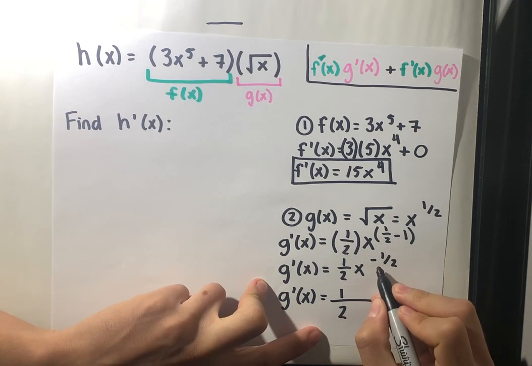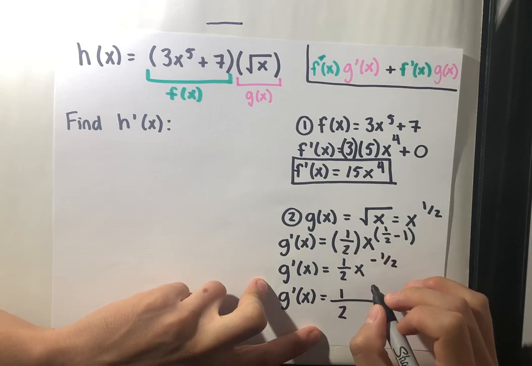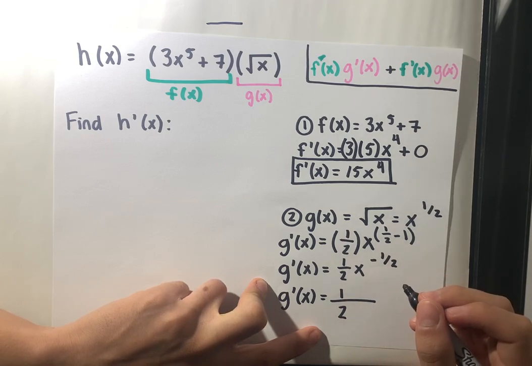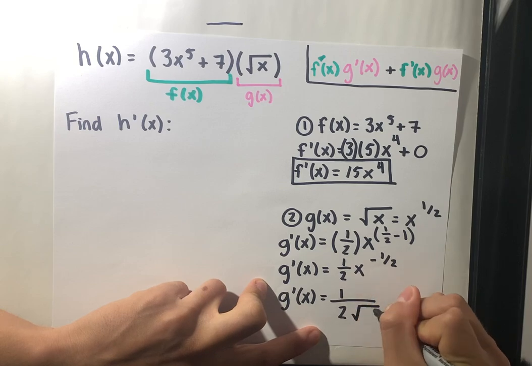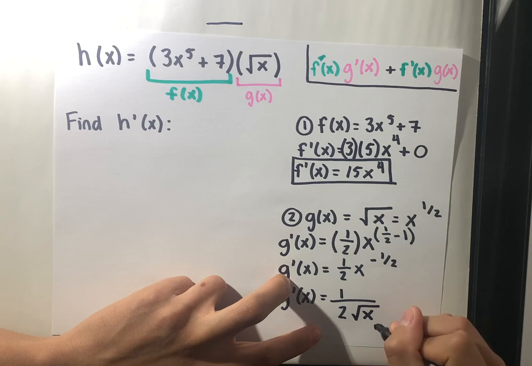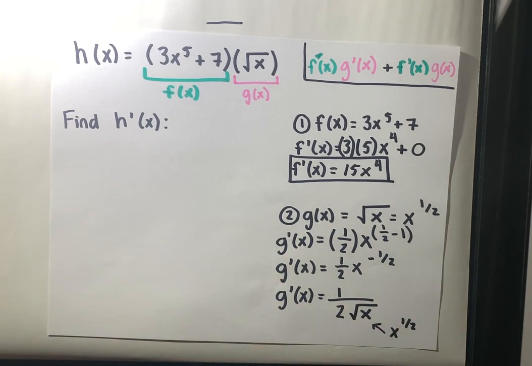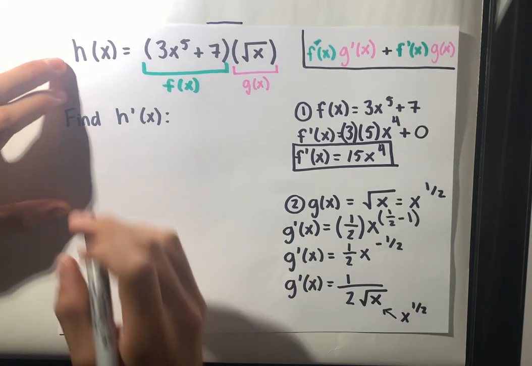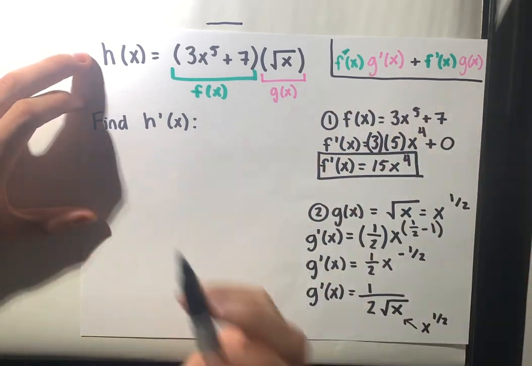We know that the negative just means that it's going to be 1 over x to the power of 1/2, and x to the power of 1/2 is a square root. So we're going to get square root x. And just keep in mind that this right here is x to the power of 1/2. So that's our derivative for the second function, g of x. Now, all we have to do is just plug it into this formula here, and you have your derivative.